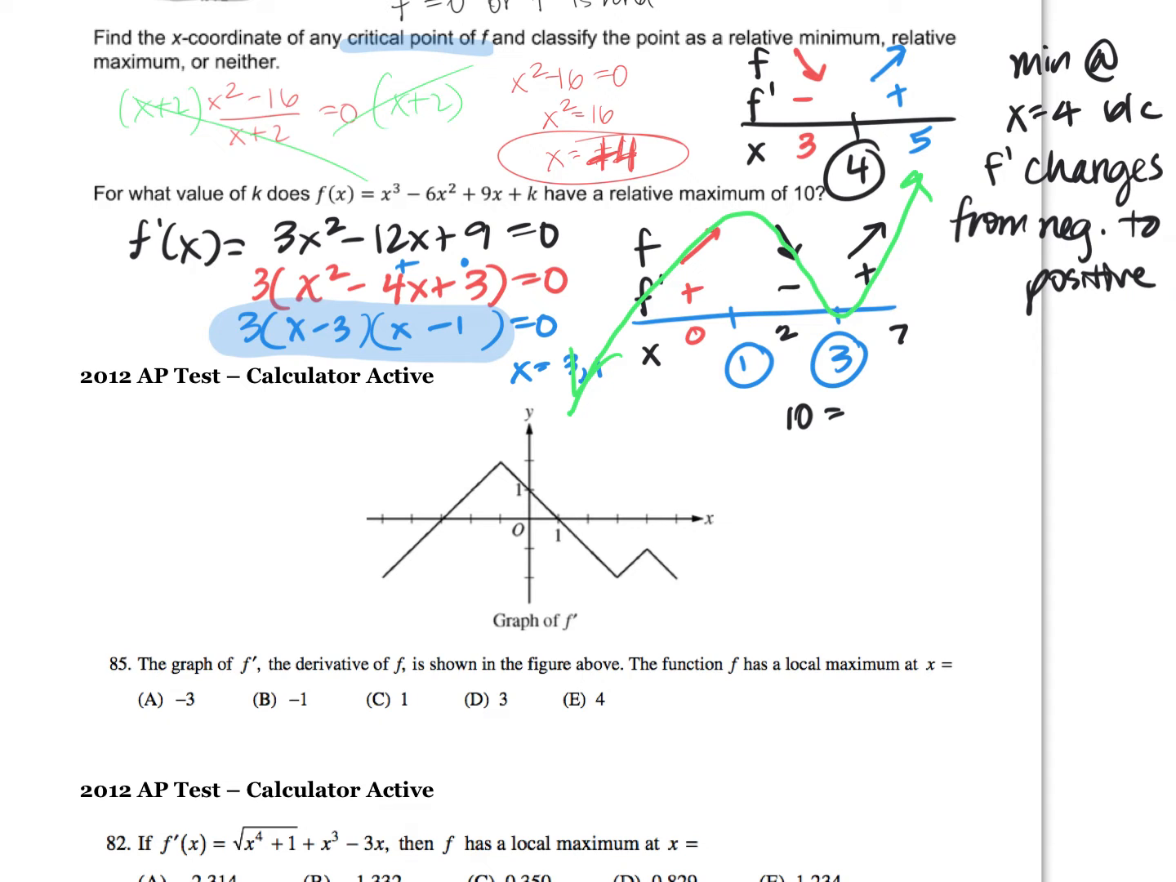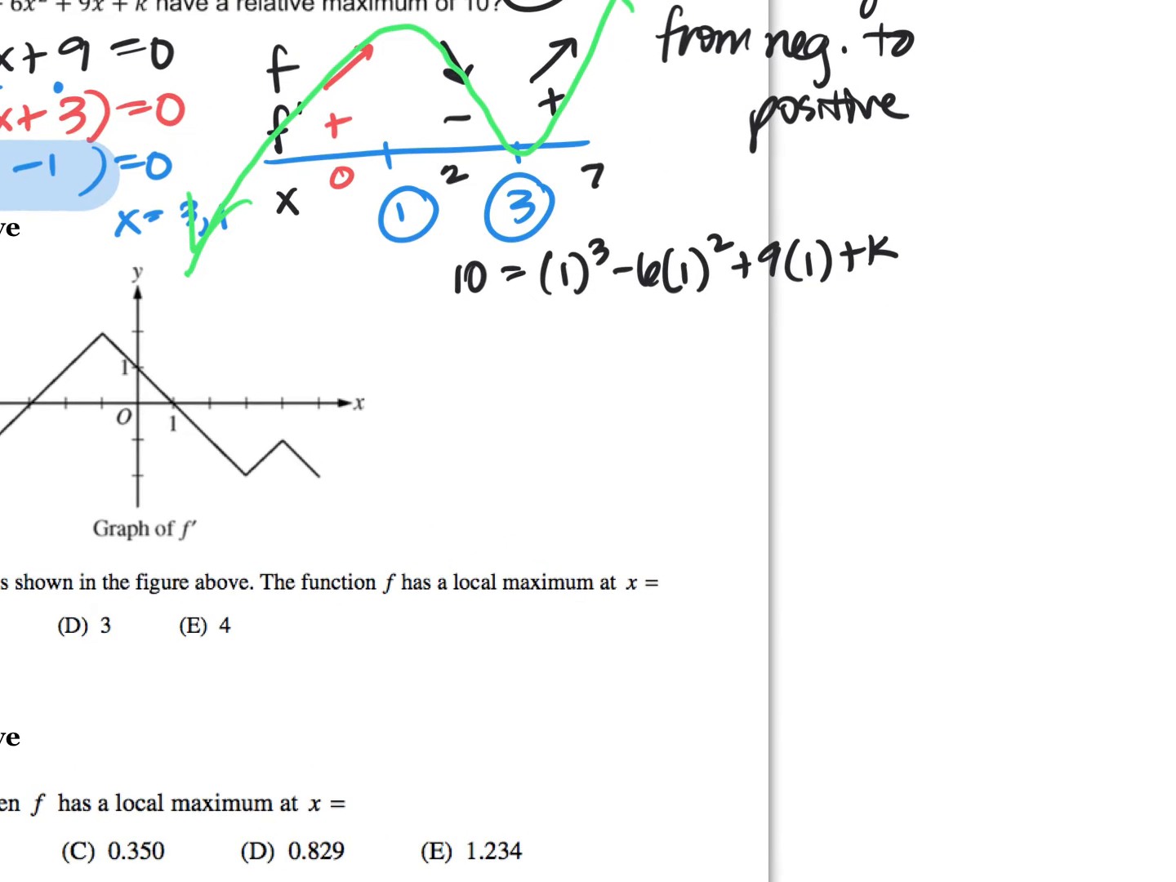I apologize for the lack of space here. You can go anywhere down here, though, because we will not need this space. When does 10 equal x cubed minus 6x squared? What are we putting in for my x's? 1 cubed minus 6 times 1 squared. You do not have to write it that way if you don't want. You could just know that 9 times 1 is 9. And I'm going to simplify. 1 minus 6 plus 9. See you at the end.